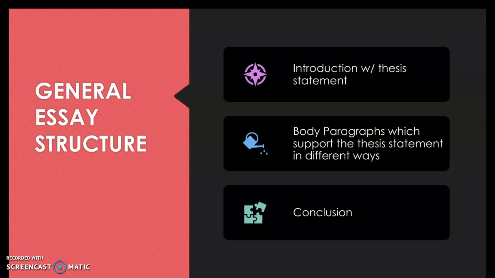But in the middle, we have body paragraphs, which support the thesis statement in many various ways, right? And we have the watering can there, providing some nourishment to the thesis statement, really helping it grow and develop and become something that is well supported, right? And that's the role that the body paragraphs play in a general essay.